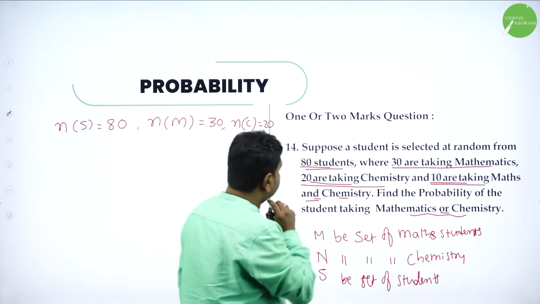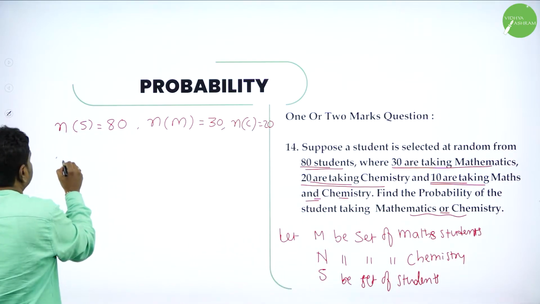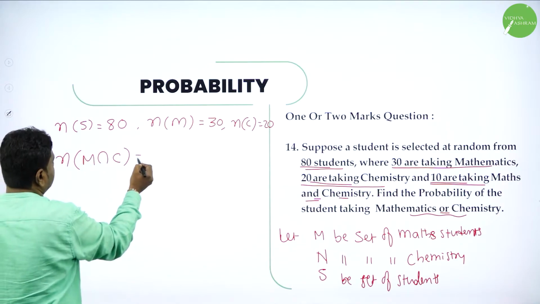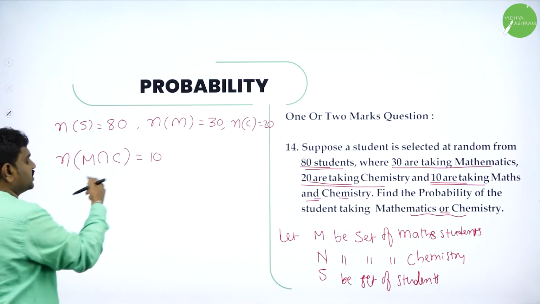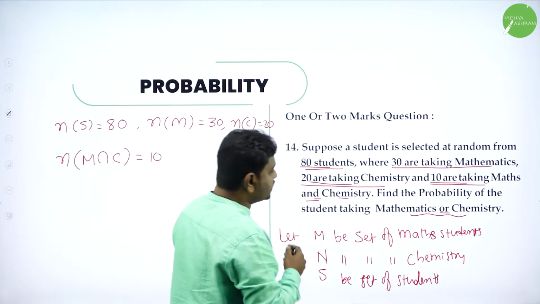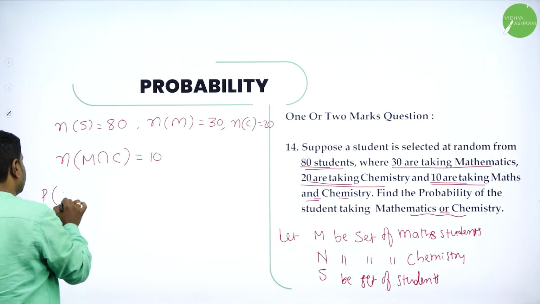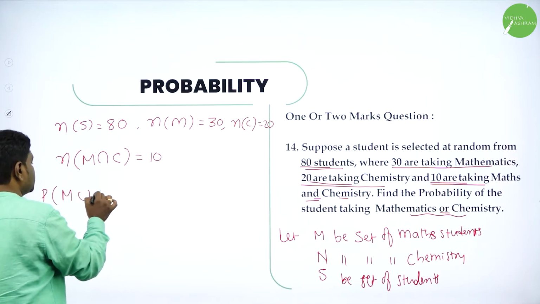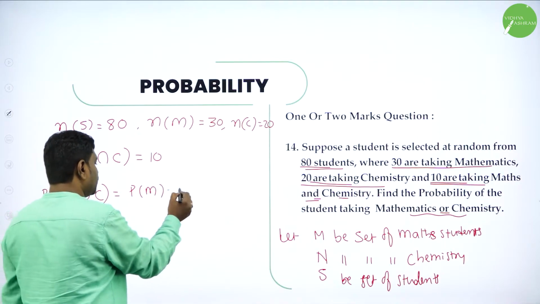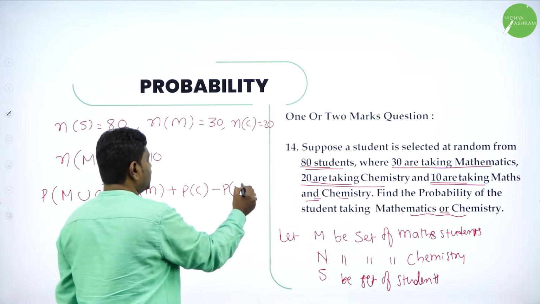And what else do they give? 10 are taking both maths and chemistry. So M intersection C is what? 10. Both means what? Intersection. What do they want you to find? Find the probability that the student is taking maths or chemistry. So probability of maths or chemistry, or means union. So this is what? P of M plus P of C minus P of M and C.